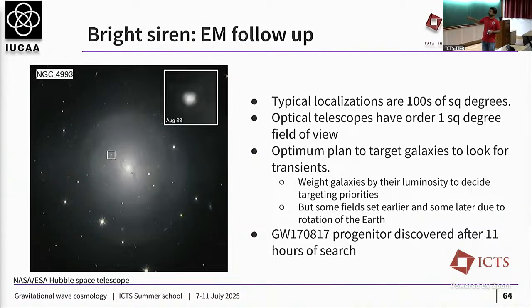So in the end, for GW170817, after about 11 hours of search, this particular candidate was found. And so you can see this beautiful galaxy, NGC 4993. There were images taken earlier of the same galaxy, and when new images were taken, they could find this counterpart to the gravitational wave event. Okay. You can ask, how do you know exactly that this is the counterpart?